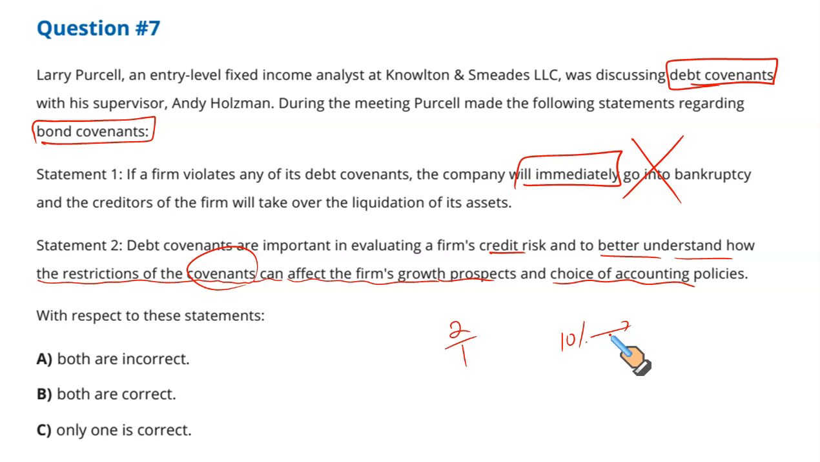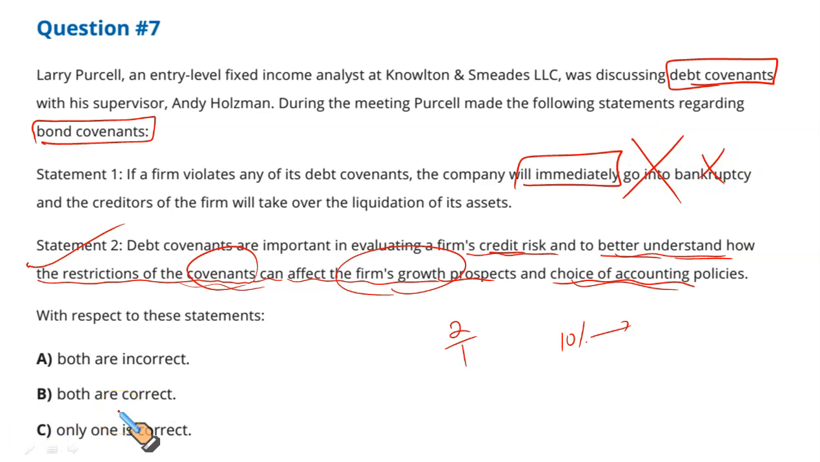Any such restriction could be put so as to protect the interest of the bondholders, right? So these restrictive covenants will help the company's analyst to evaluate the credit risk and better understand how these restrictions can affect the firm's growth prospects and choice of accounting policy. So that makes only one of these statements correct. This one is correct, but this one is wrong. So you can say that only one of these is correct.